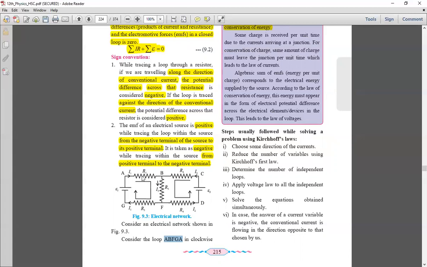What will be the potential difference across resistance R1? Along this path the current is I1, so I1 into R1. Along this path, I3 is the current, so the potential difference across this resistance will be I3 into R5. For this resistance, it will be I1 into R3, and there is a cell of EMF E1. So we have the potential differences and EMF in this loop ABFGA.